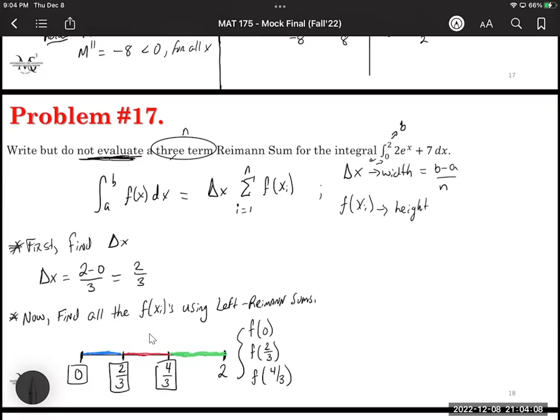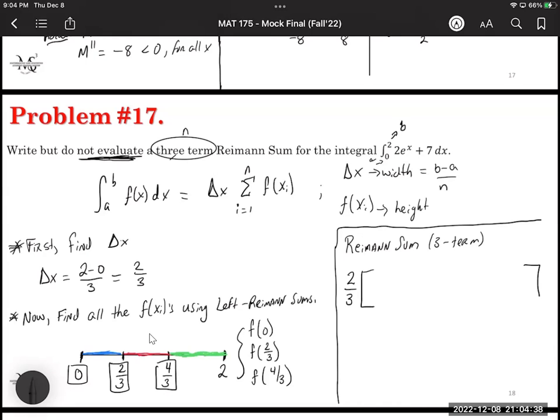And now I just set up my integral, right? I set it up, but I don't evaluate it. I can do a little bit of evaluation, but not too much. Again, the formula states that you take delta x. It's a 3-term Riemann sum. You start off with your width. The width will be 2/3, so the 2/3 goes on the outside, and then on the inside, you have all of your heights.